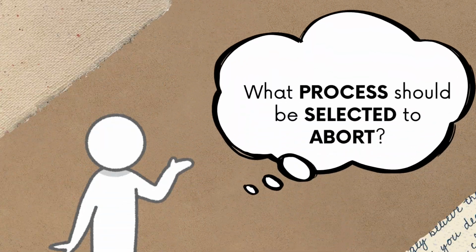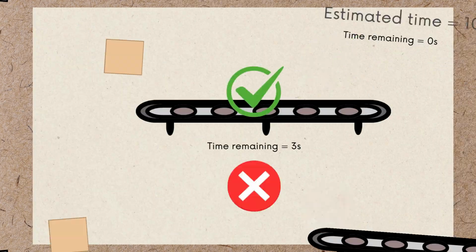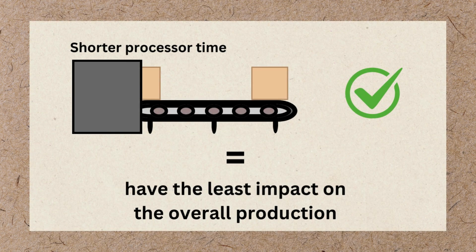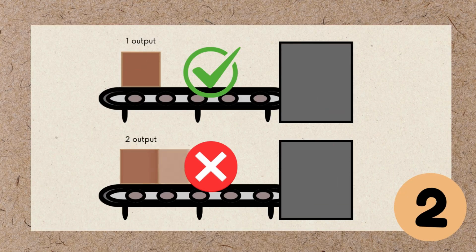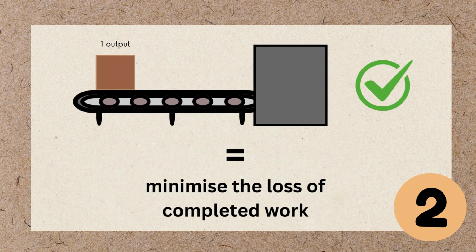I have a question. What process should be selected to abort? Let me explain. Firstly, the least amount of processor time consumed will be selected to abort. Machines that have consumed the least amount of processor time might be terminated first as they have the least impact on overall production. Secondly, the machines that have produced the least output might be chosen for termination or preemption, to minimize the loss of completed work.